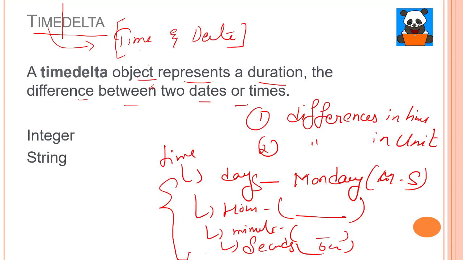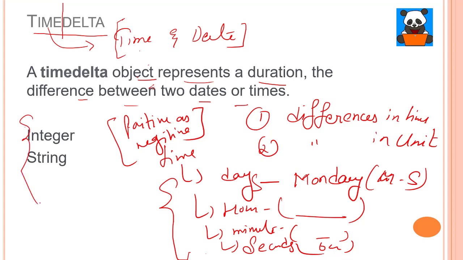Possibly we can have positive and negative values, because they can be both. Whenever we use hours and minutes, we can get the positive as well as the negative perspective. So these are the two things in a time delta that we use: integer and string. Integer means numerical values, one, two, and so on. So all the numerical values come under integer.